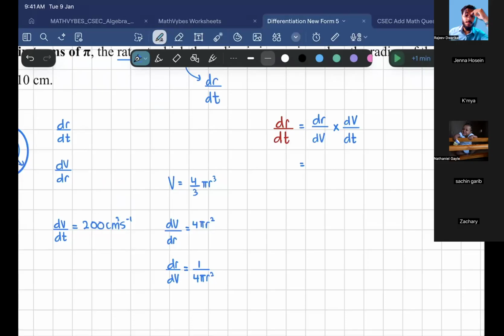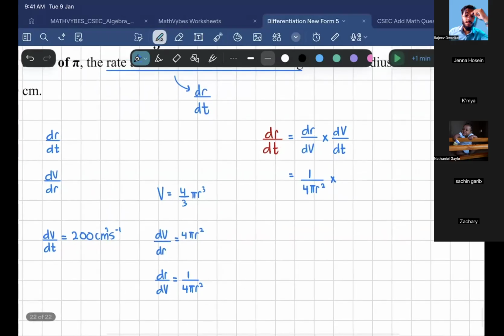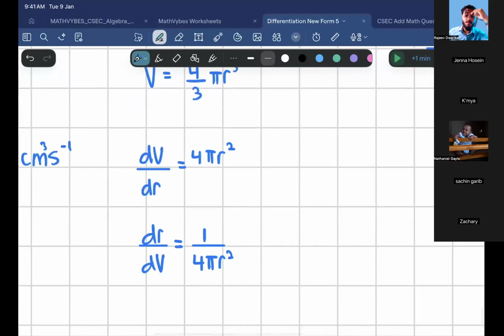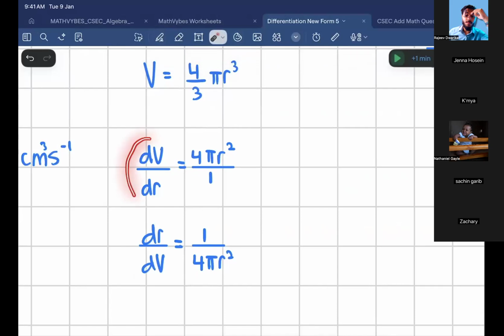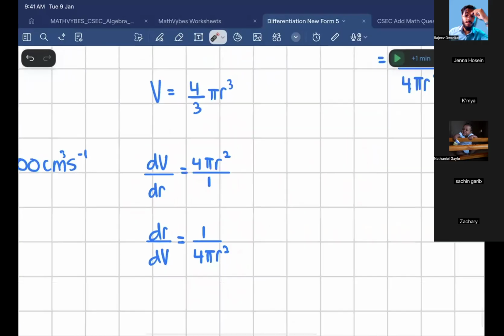And so we can put it on now. So it's gonna be 1 over 4 pi r squared. How is it one? Say that again, Jenna. So 4 pi r squared is the same thing as 4 pi r squared over 1. So if I were to flip it, it would be 1 over 4 pi r squared. Think about it like this. If I write 5, 5 is the same thing as 5 over 1. If I flip that, it'll be 1 over 5. Same logic.